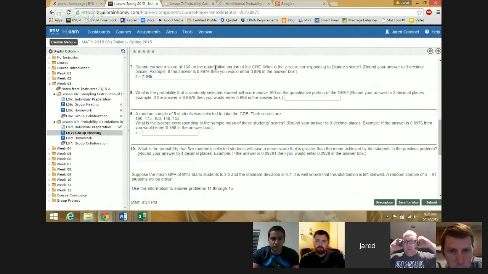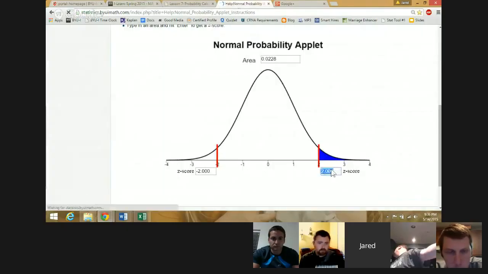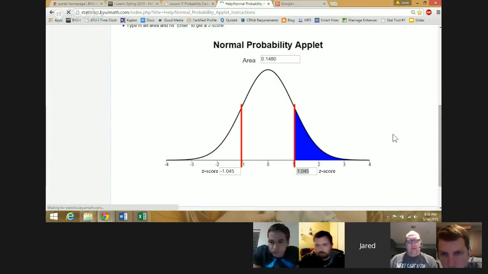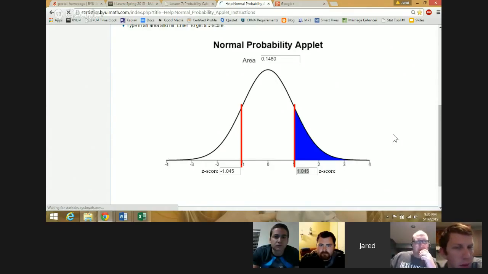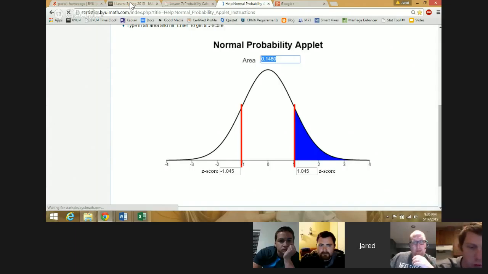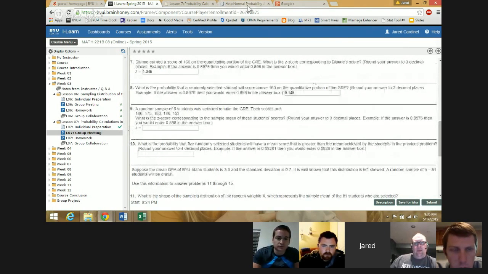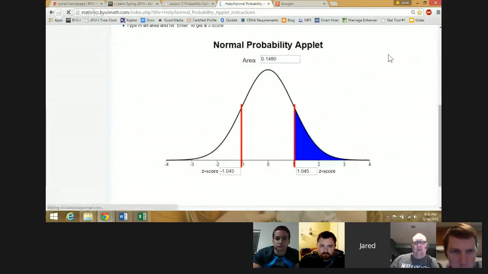Okay. Number 8. What is the probability that a randomly selected student will score above 160 on the quantitative portion of the GRE? We can plug in our z-score now to the applet, and we get 0.148. And that's just done by taking the answer from the question before, the z-score for 160, plugging it into the applet, and only selecting the upper portion. Yep. Okay.